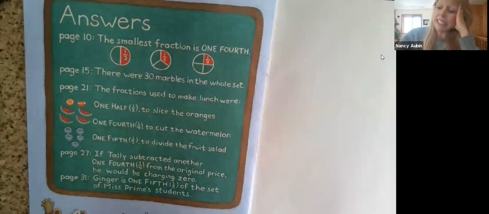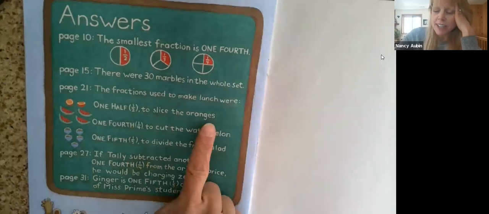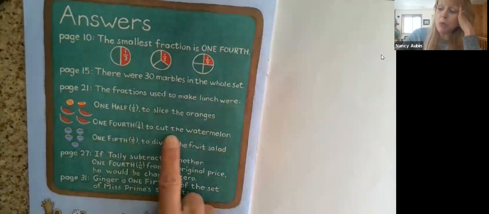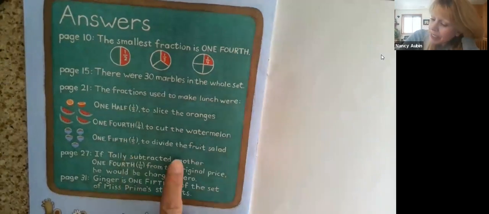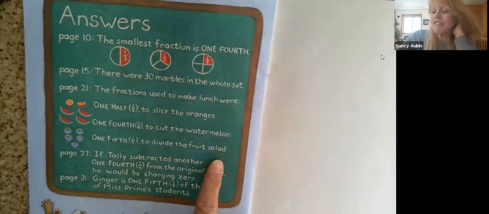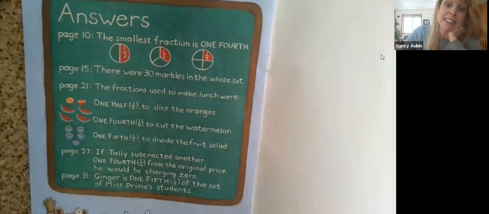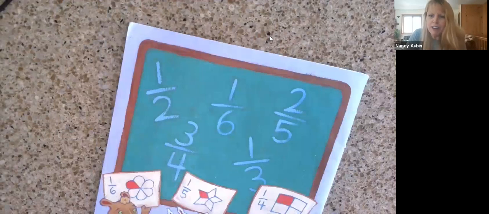So here's one we didn't get. We did get the 1/2 to slice the oranges from Lyric. And then we also got the 1/4 for the watermelon, the 1/5. Didn't think about that one. They had to divide the fruit salad into fifths because there were 5 of them, even though Ms. Bovine decided not to eat. All right, so I just wanted to share that because so many of you have asked me to do that. I'm glad you guys are enjoying that book.